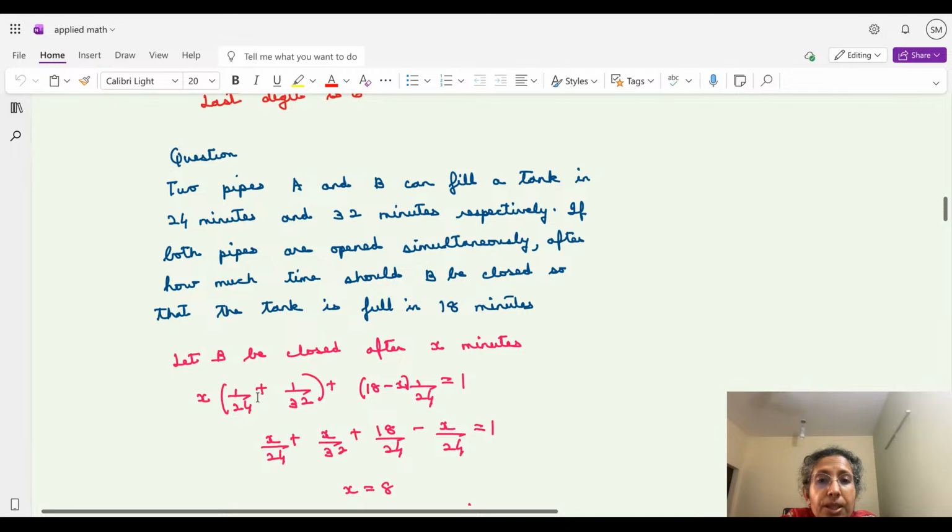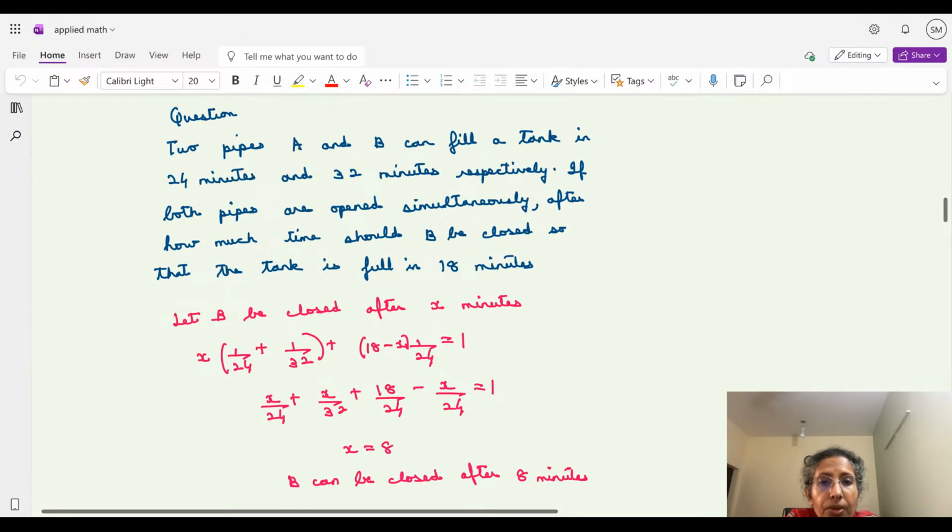And for X minutes, both pipe A and B are open. So X into (1 by 24 plus 1 by 32). And then the tank is full in 18 minutes. So (18 minus X) into just A, that's 1 by 24, will be 1. So simplifying, you get X equal to 8. So B can be closed after 8 minutes.